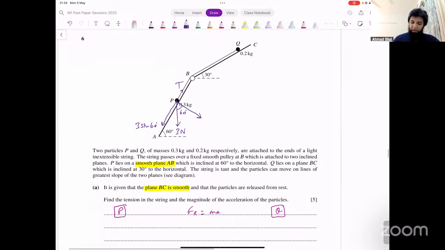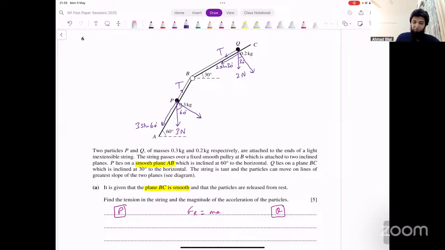All right. And then what about Q? Q has weight acting vertically downwards. That's 2 Newton. There's tension acting in this direction. And that's it. These are the two forces that are acting on Q. What are the components of weight going to be? One in this direction and the other in this direction. Again, we only need the one that acts along the surface. If this angle is 30 degrees, that means this angle here is also 30. So this component would be 2 sine 30.